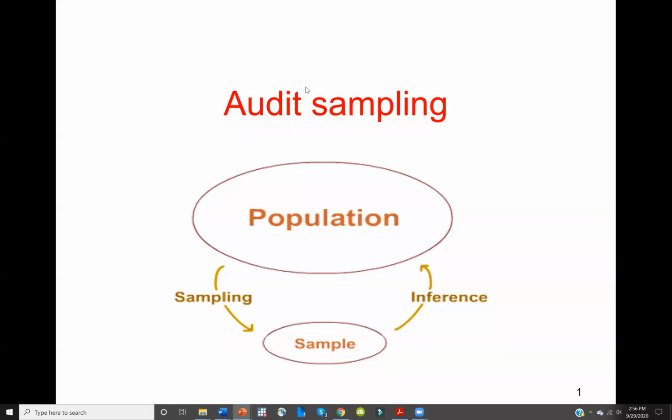Okay, so welcome to my introductory video about audit sampling. So what is audit sampling? Well, the best way to think about this is in terms of a population and a sample.